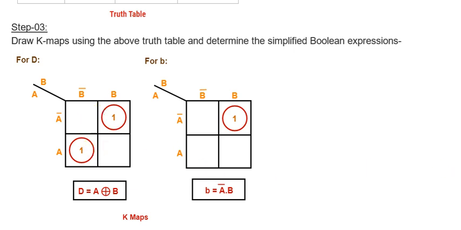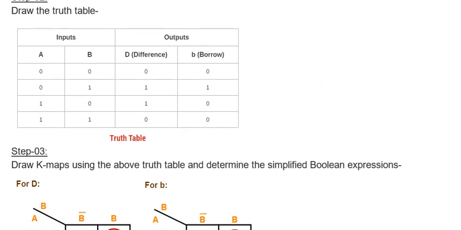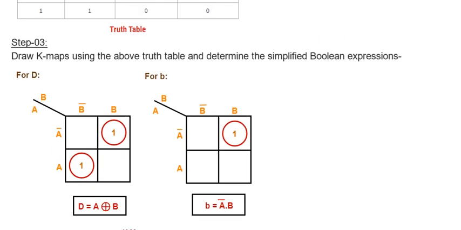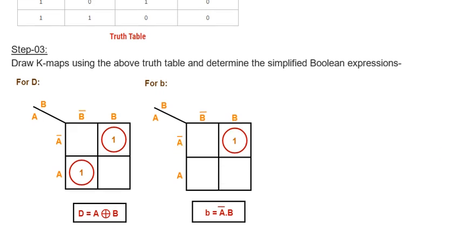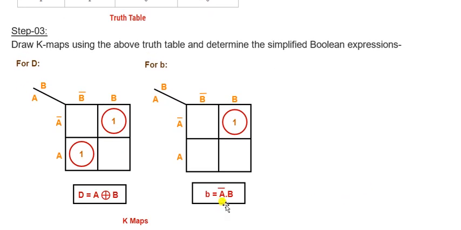Here for b means borrow, we have only one minterm. So at 0 1 combination, when A is 0 and B is 1, we have to put the minterm in the respective cell. So b equal to A bar dot B.